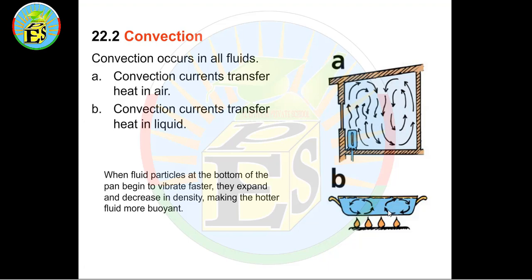Why do the hot particles go up? Because of their moving. It means they move faster, so they expand, so their density will be less, so less dense water will go up and more dense liquid will go down. This makes the convection current.